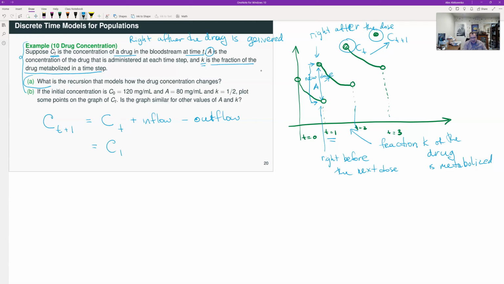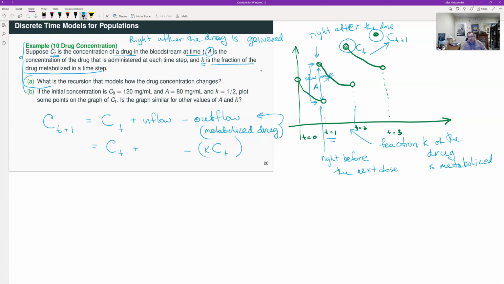Okay, so we start with the concentration C_T, and what happens? Well, first of all, the drug is metabolized. Metabolized drug definitely feels like an outflow, right? So that's the drug that's removed from the body. Okay, so how much of the drug is metabolized? A fraction K. So C sub T is the concentration, and the fraction K is removed. So that is how much of the drug is removed: K times C sub T. That's the metabolized drug, and that's the outflow.